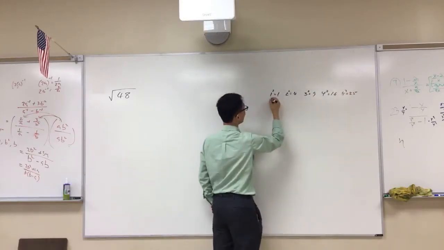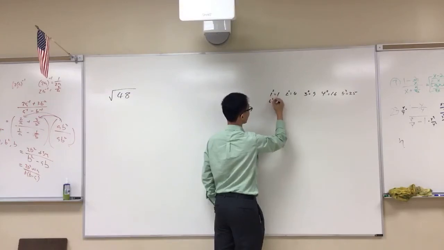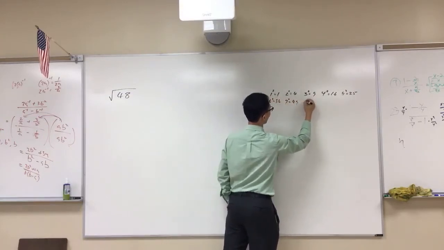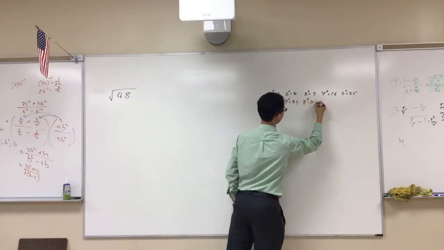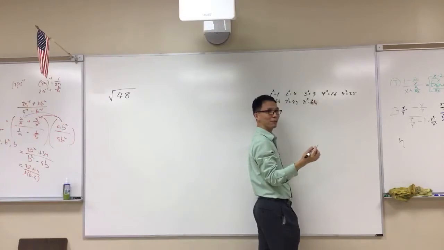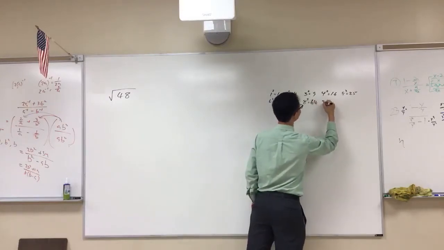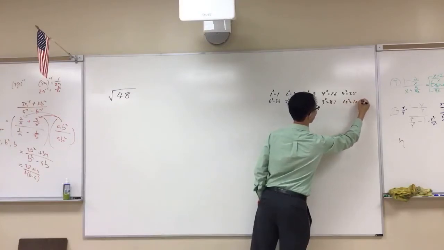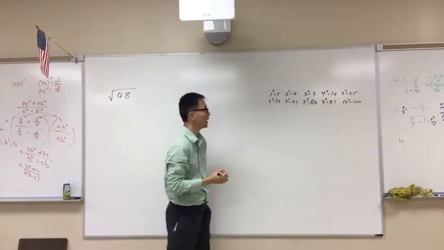6 squared is 36. 7 squared is 49. And 8 squared is equal to 64. Okay, 9 squared is 81. And 10 squared is equal to 100.